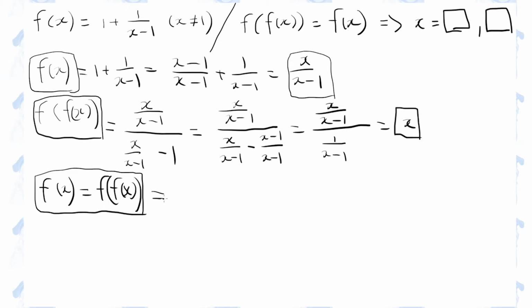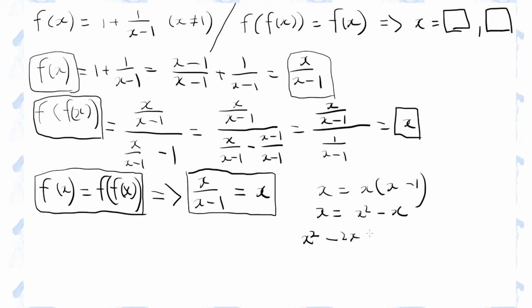Then this equation becomes x over x minus 1 equals x. Let's multiply both sides by x minus 1. x is equal to 0 or 2. So the answer is 0 and 2.